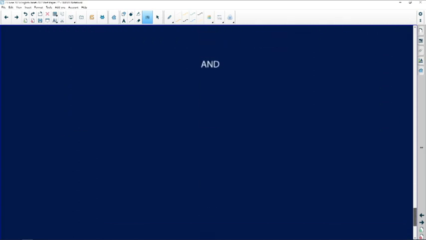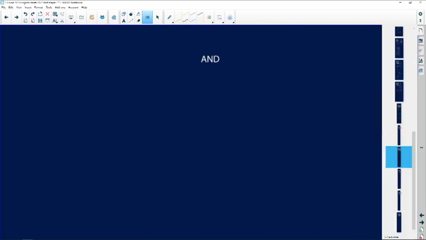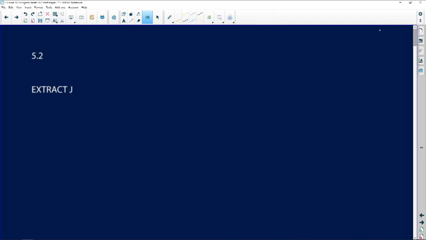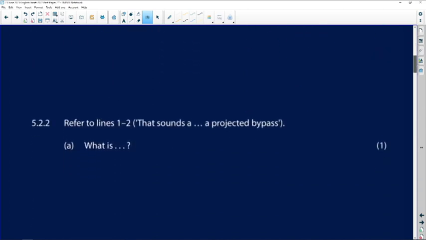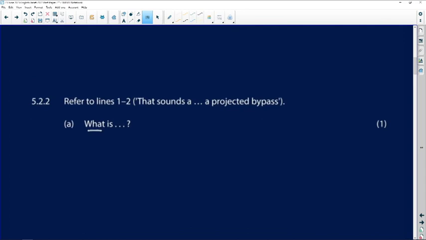And there's always a second extract. So there's going to be an and. So there'll be a second extract. So maybe we would look at the James Joyce short story maybe. Describe the setting. Remember, setting is time and place. So where and when does this take place? And your time can be just before X happens. And the place is where. Then, what is? It's just a what question.